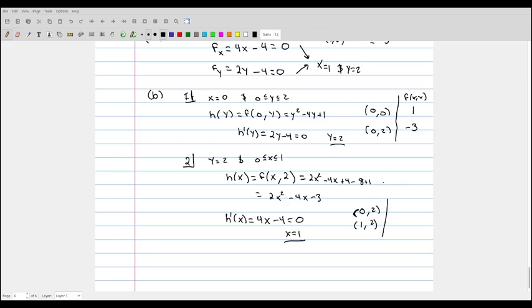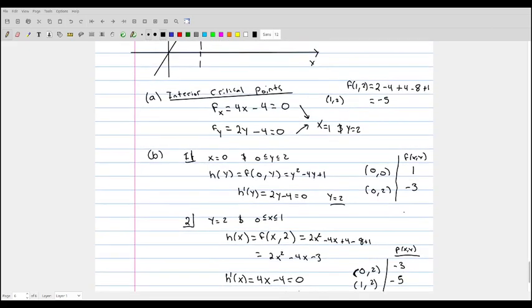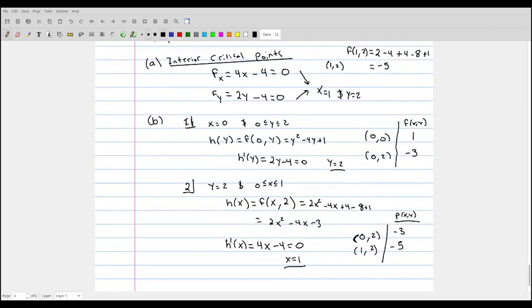So at 0, 2, we actually already solved for this. The function is equal to negative 3 when you plug in the point 0, 2, and at the point 1, 2, it's equal to negative 5. It turns out we already kind of solved for that point when it's also one of our interior critical points that we ended up solving for.